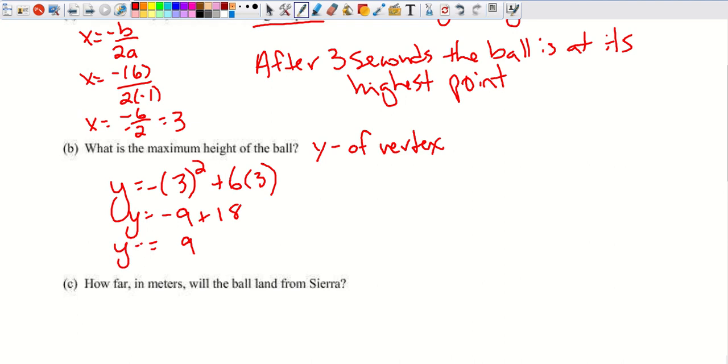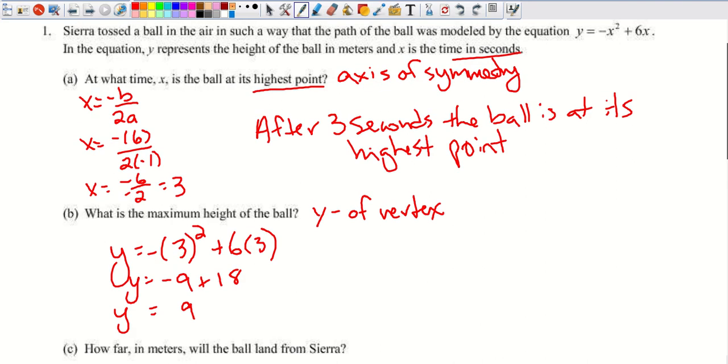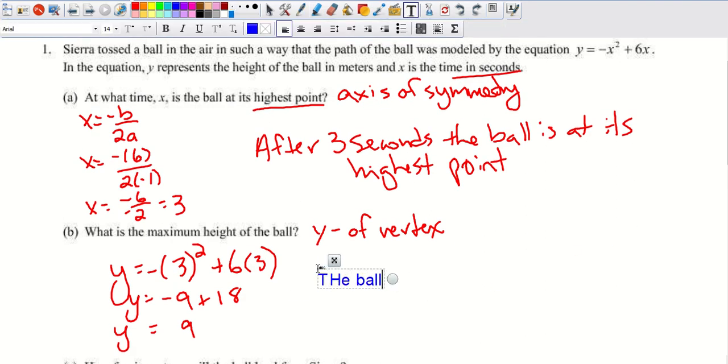Okay, so we're going to say the maximum height. Be careful of the units here. Okay, this is in meters. All right. So we can say the ball reaches a max height of 9 meters.